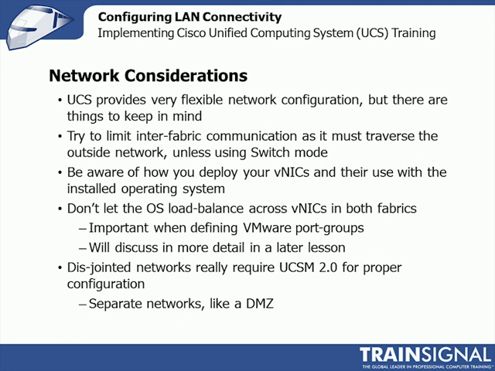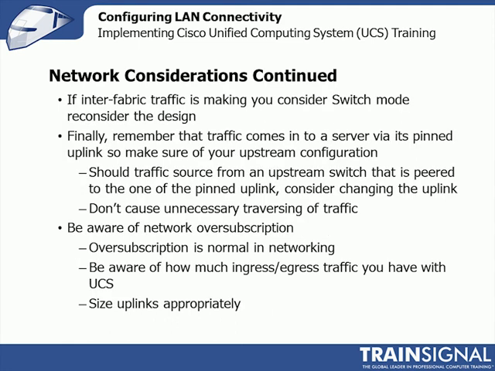They've addressed that in UCSM 2, so if you're going to do disjointed networks, you need to make sure you're running 2.0 and preferably the latest version of 2.0. A couple other things. If interfabric traffic is making you consider switch mode, reconsider your design. I know that's easy for me to say, but there's usually ways to fix that, especially with things like Palo and the VIC-1280. If I can carve up a lot of NICs, there's really no reason I can't do some things so that we're not stretching across the fabrics.